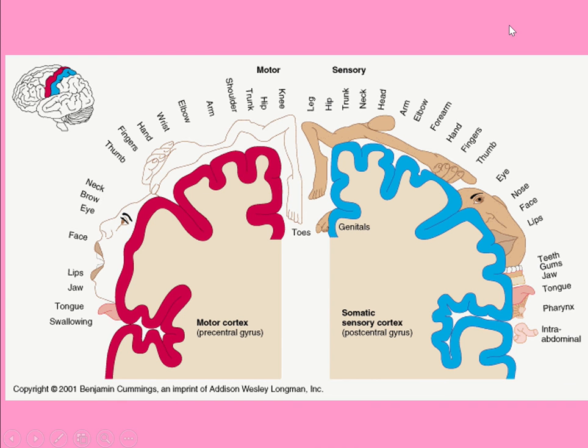So here's another drawing of the homunculuses for the motor and sensory. Now remember, this keeps just showing one side. You have a left side and a right side motor cortex, and a left side and a right side sensory cortex. And they're just one after the other.